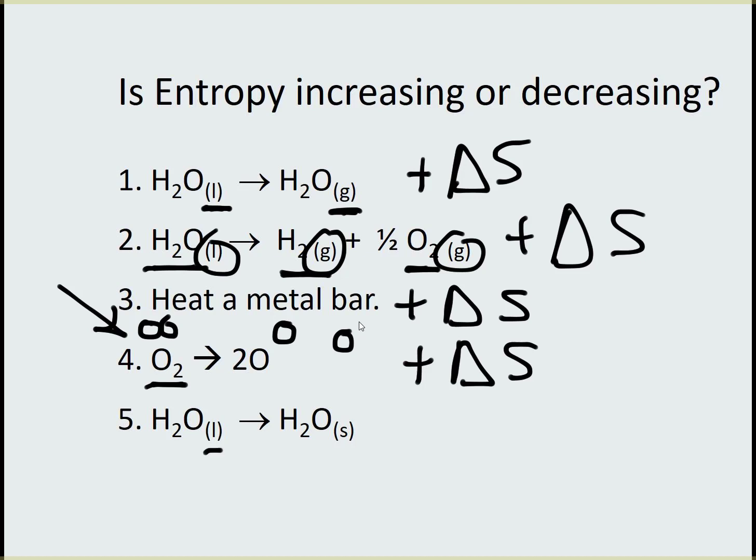And the last one, going from a liquid to a solid, this is a decrease in disorder. It's becoming more orderly. So just looking at the states of matter and the number of particles, you can tell if the entropy is increasing or decreasing.